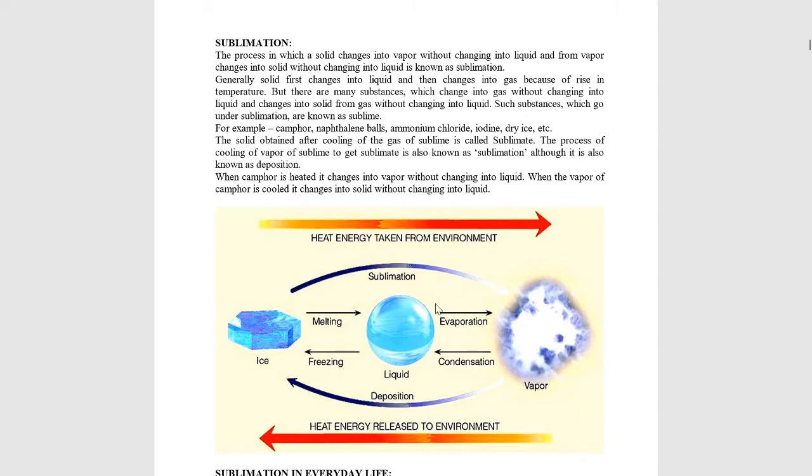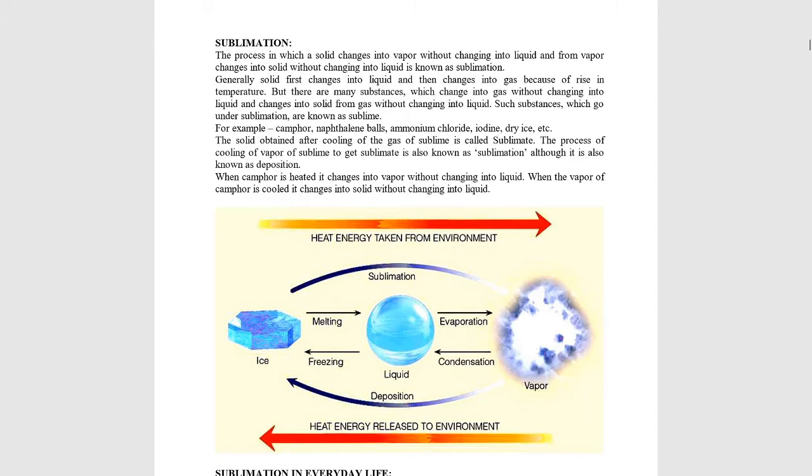This is the process where we know that ice changes into liquid and then into vapor, but here no liquid formation takes place. It is a direct conversion, directly from solid to gas and gas to solid. That process is known as sublimation. The process in which a solid changes into vapor without changing into liquid, and vapor changes into solid without changing into liquid, is known as sublimation.